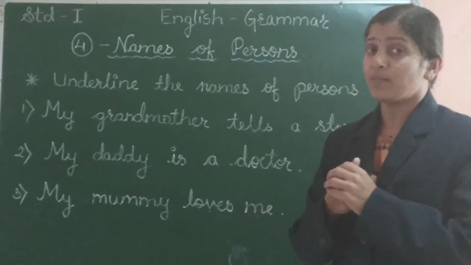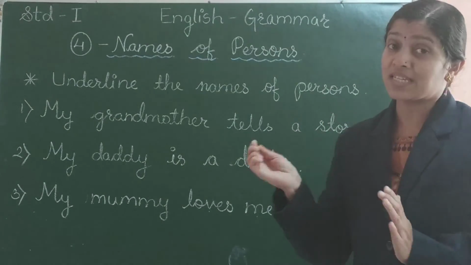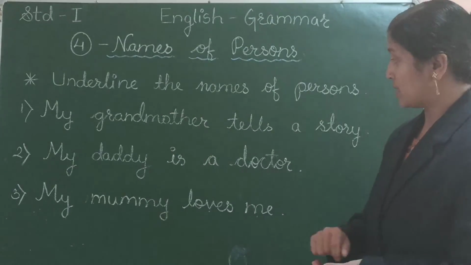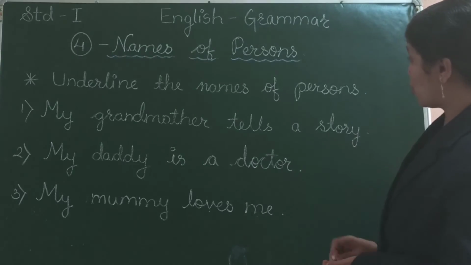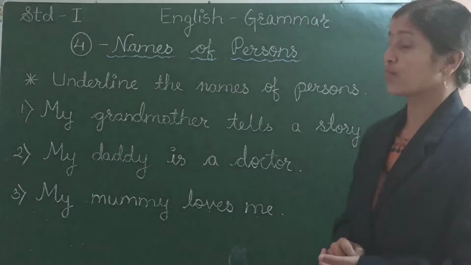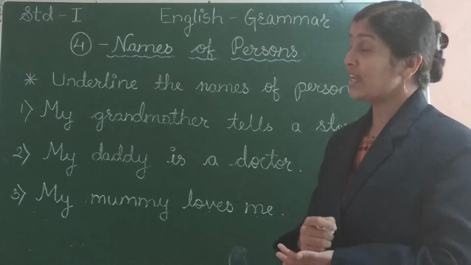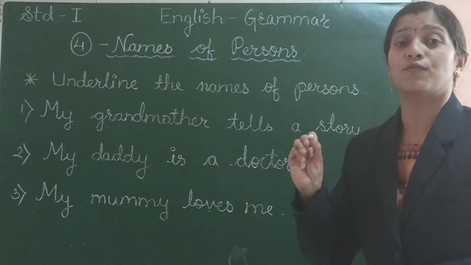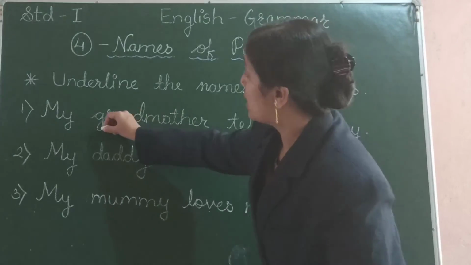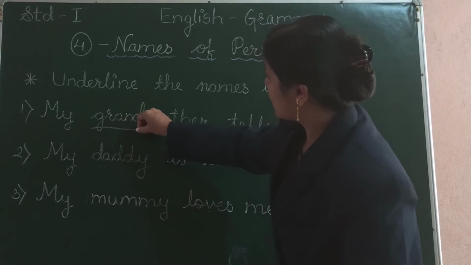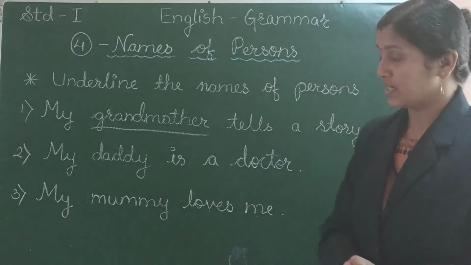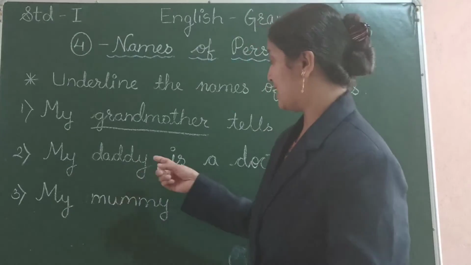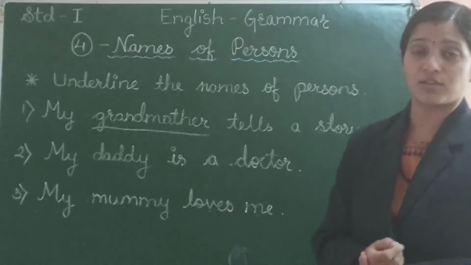So can you tell me which person's name is given in the first sentence? My grandmother tells a story. So who tells you the story? Grandmother. So grandmother is the name of a person. So we will underline the word grandmother. Okay. The second sentence is, my daddy is a doctor.